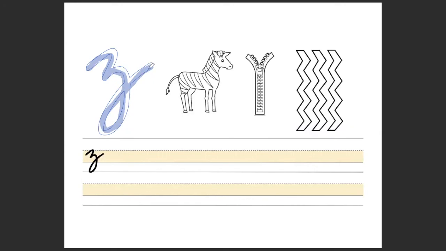Now let's color some pictures. What kind of animal is this? If you know what kind of animal this is, shout it out right now. You're right, it's a zebra. Can you color the stripes on the zebra? Most zebras are black and white, but you could be creative and make a rainbow zebra.